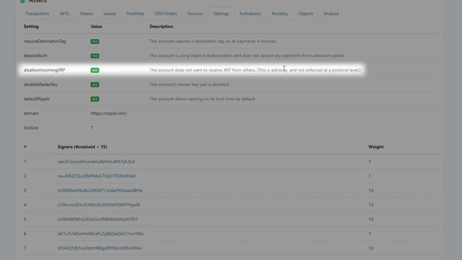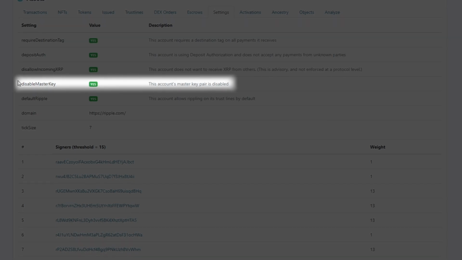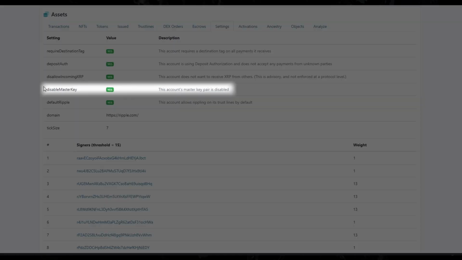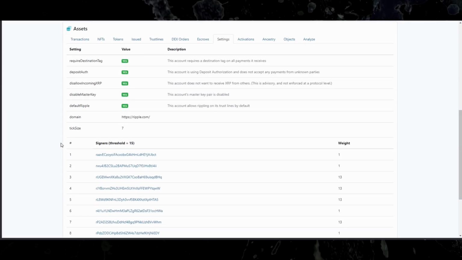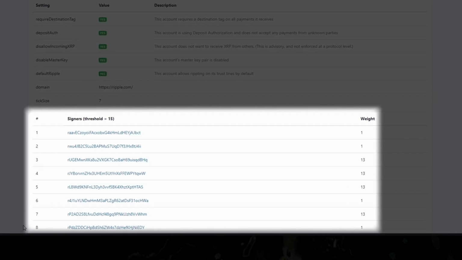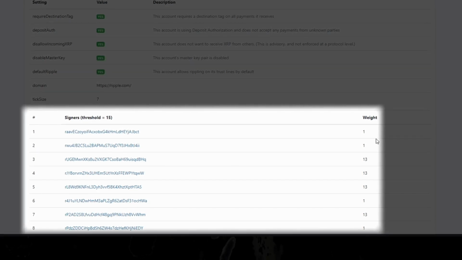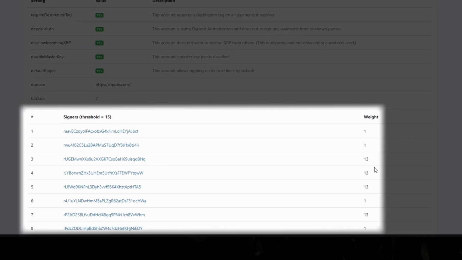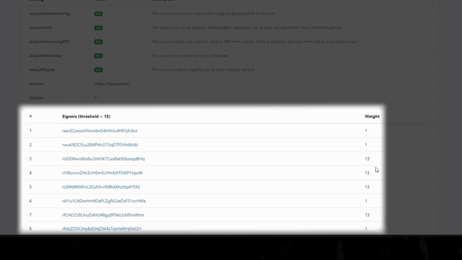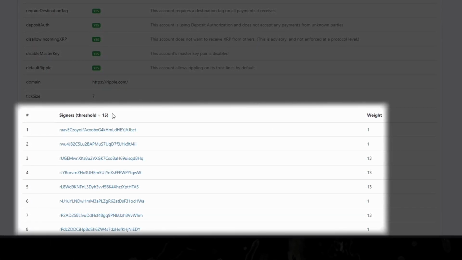As stated by XRPscan, that's just a request by Ripple which a wallet may adhere to but isn't enforced on the ledger itself. Then disable master key, which is something which you always enable whenever you configure your account to turn into a multi-signature wallet. Just as a refresher once again, there are 8 different signers, each holding their own keys. Their signature holds a certain weight of either 1 or 13. And to fully approve a transaction, a combined weight of at least 15 is required. So the threshold is 15.